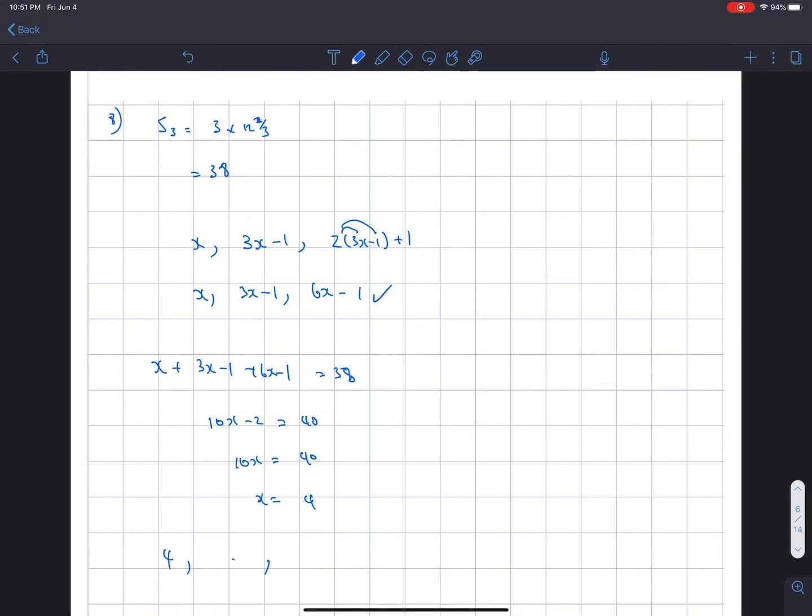So the first number is x. The second number is 3x minus 1. So 3 times 4 minus 1, we get 11. And the third number is 6 times 4 minus 1. We get 23. And that's the answer.